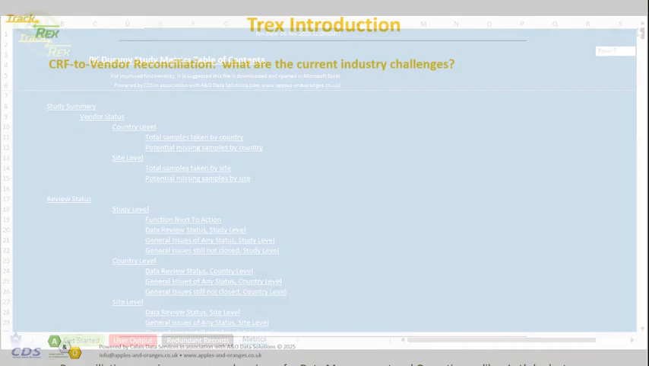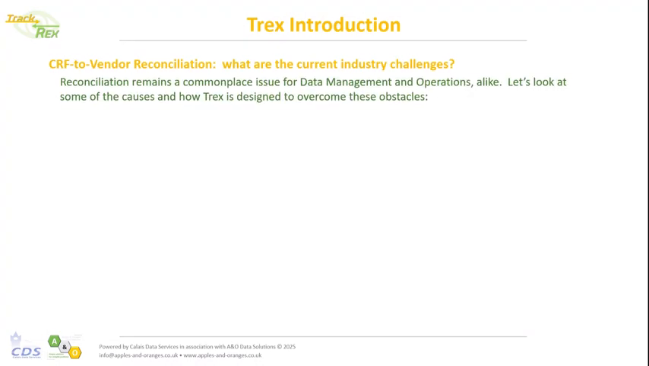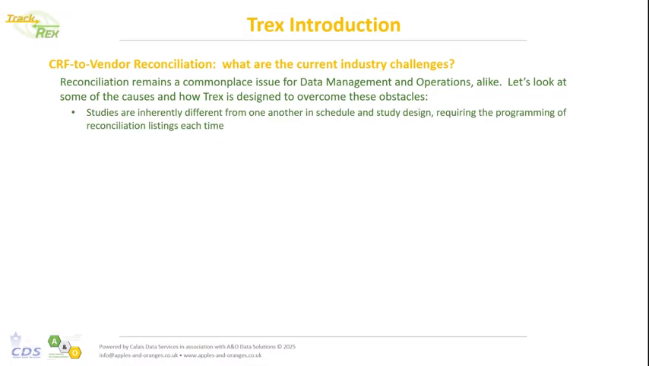Now we return to the slide deck and remaining slides. It is hoped that the next topics covered will be much clearer now you have actually seen the TrackREX output. Let's now look at what are the current industry challenges with CRF to vendor reconciliation. Reconciliation remains a commonplace issue for data management and operations alike. Let's look at some of the causes and how TrackREX is designed to overcome these obstacles. Studies are inherently different from one another in schedule and study design, requiring the programming of reconciliation listings each time.